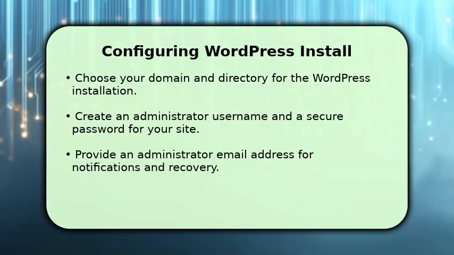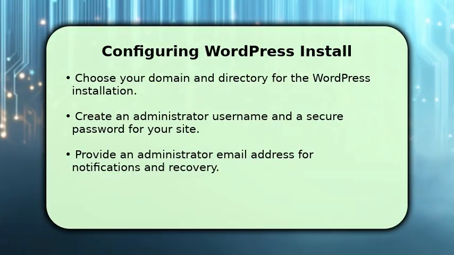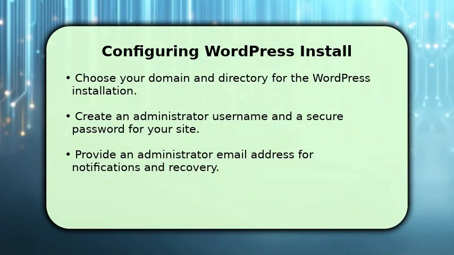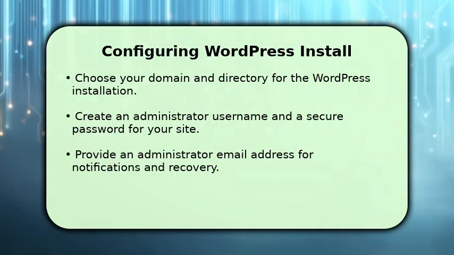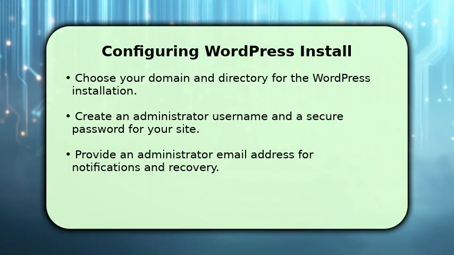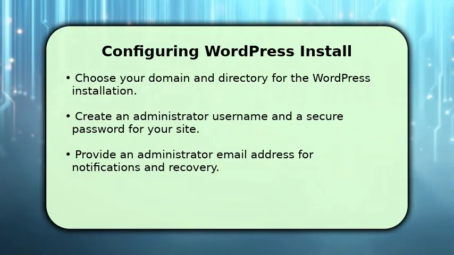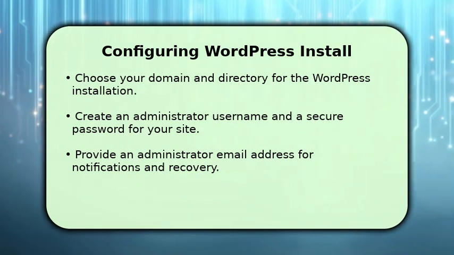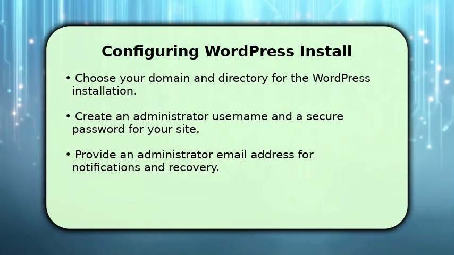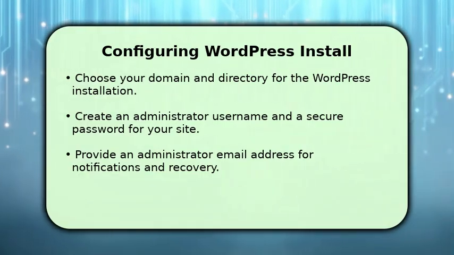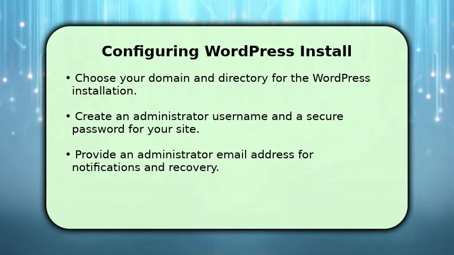Now you'll configure your WordPress installation. First, select the domain where you want WordPress installed. You can also choose a specific directory if needed. Next, create a robust administrator username and a very strong password for your WordPress dashboard. Don't forget to enter an administrator email address for important notifications and password recovery. Finally, give your site a catchy title and a short description.